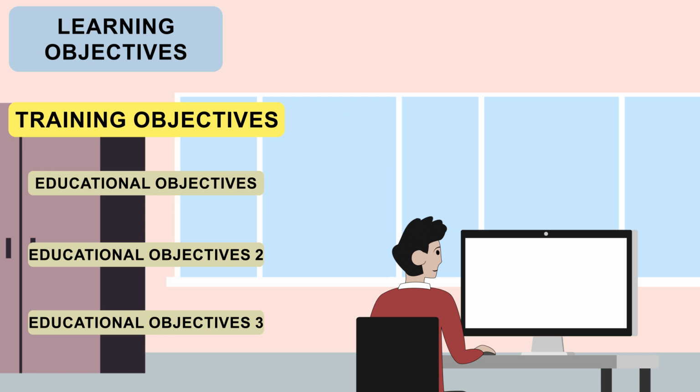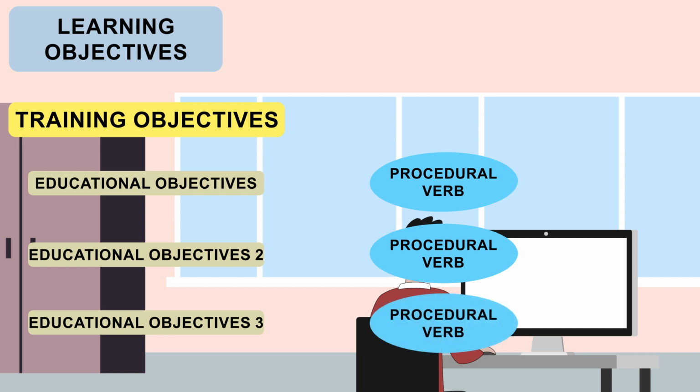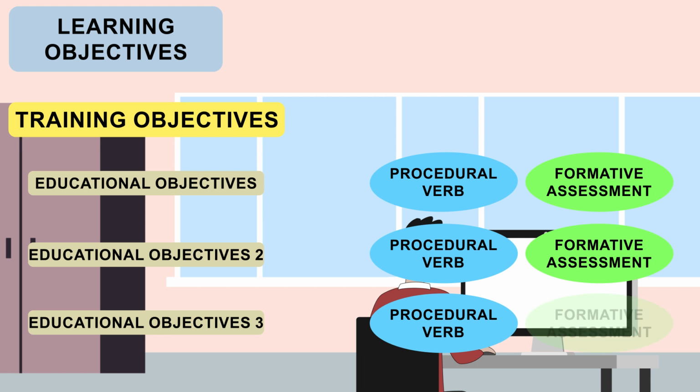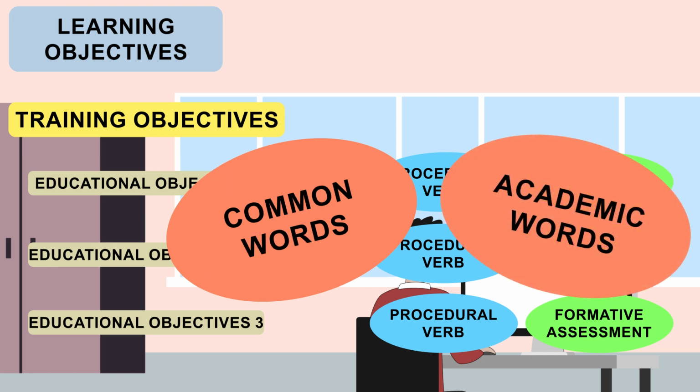The pedagogical objectives define, with the help of a procedure verb, each action of the training objective. It is at this level that the evaluation criteria and indicators are defined, that is, formative evaluation. This type of assessment defines the learner's progress through the training course. Furthermore, it is advisable not to use common or familiar words as much as possible, or, on the contrary, academic words whose meaning has not been explained beforehand.